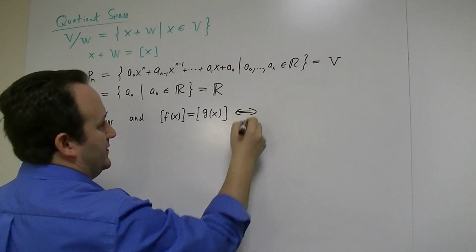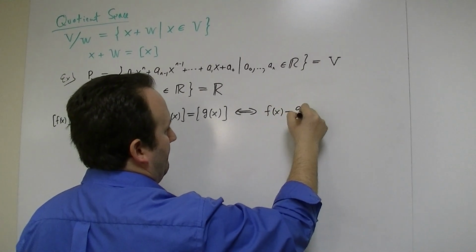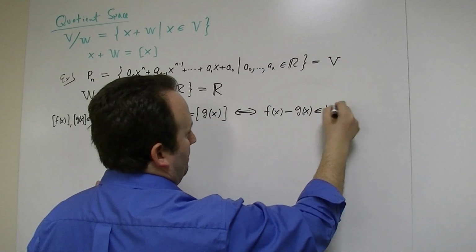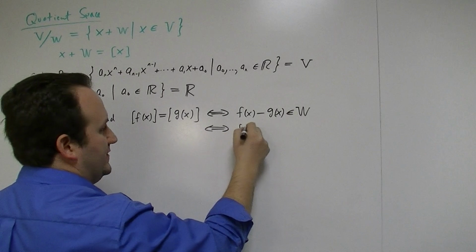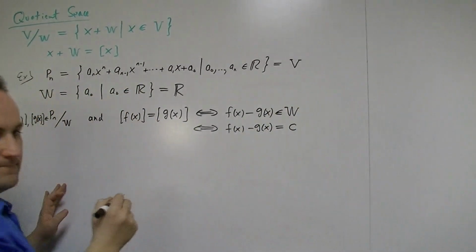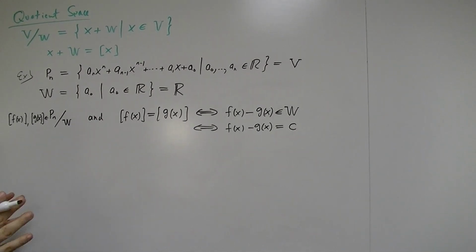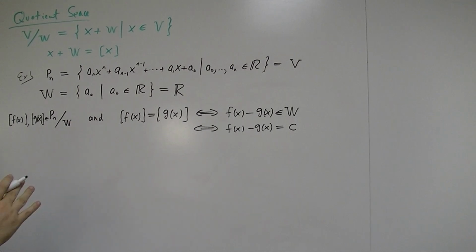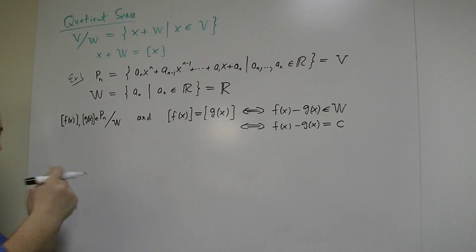So you remember we learned that's if and only if f of x minus g of x is an element of W, right? Which in this current context is to say that f of x minus g of x is equal to a constant. So in this quotient space, it's a formal construction that allows you to say, basically, functions that differ by a constant are really the same thing.